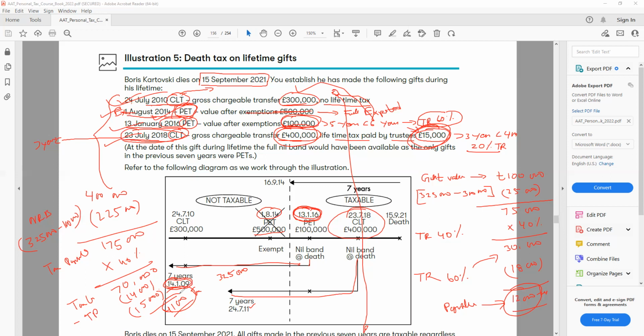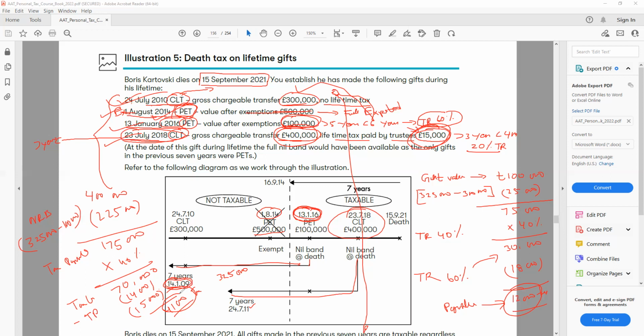So obviously, every time you see a CLT, you have to always go back from the day he made the gift, and always check the nil rate band, which again within 7 years is 325,000. So every time you have to go back for the CLT for the previous 7 years. Any lifetime transfer will reduce the nil rate band. But if there is a PET and the person survived more than 7 years after the gift, you always ignore that because it is fully exempted.